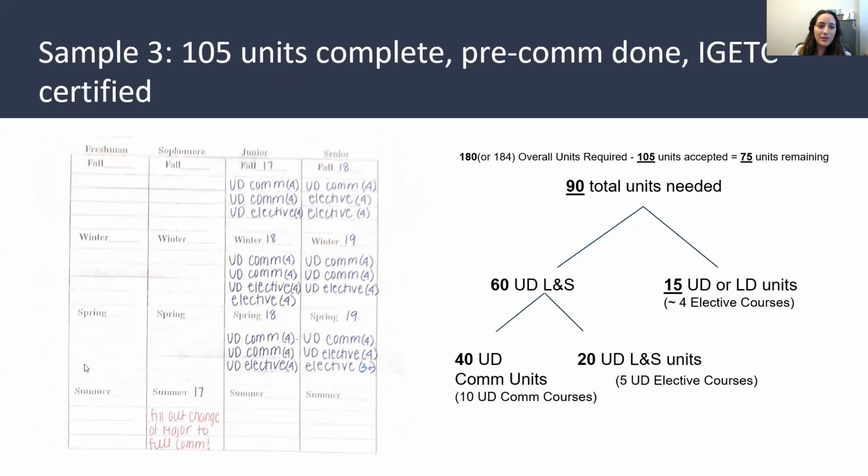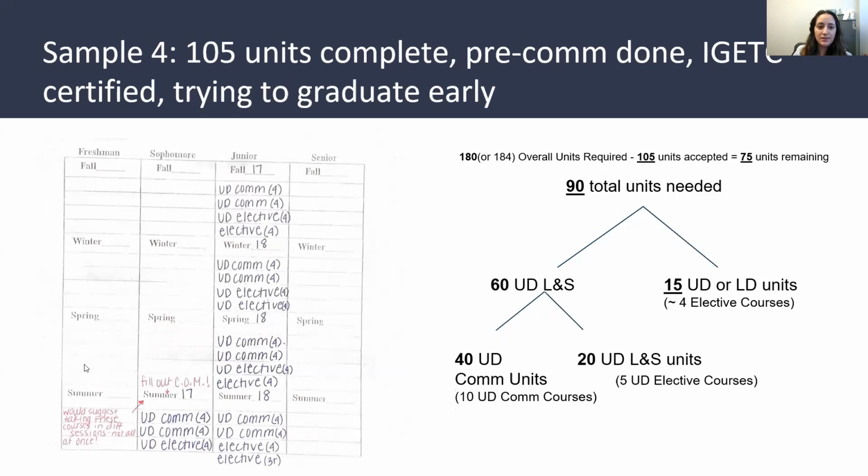So the next sample is a student that came in with 105 units and finished all of pre-comm and has IGETC. So you'll see it's kind of a lighter course load, but they're able to still graduate in 2 years. And then on the next slide, it's the same situation, except this student is trying to graduate early. So if you came in with 105 units and you finished pre-comm already, like at Santa Barbara City College, for example, and you have your IGETC, it is possible to graduate in 1 year. That's an example of what that would look like.